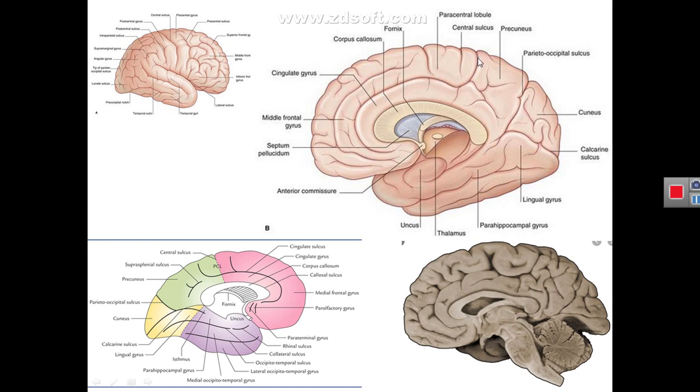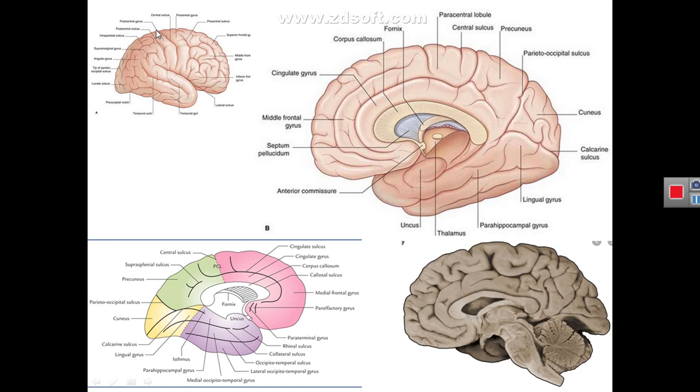Anterior to this upturn, this is a lobe which is called the paracentral lobule. It is a U-shaped lobule that is divided by the central sulcus, the same central sulcus that is seen in the superolateral surface.